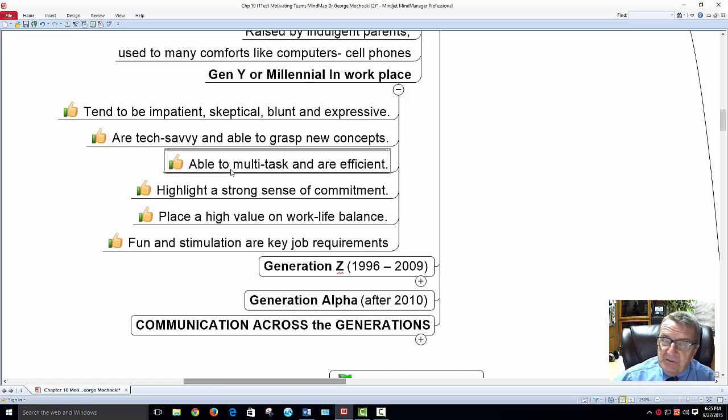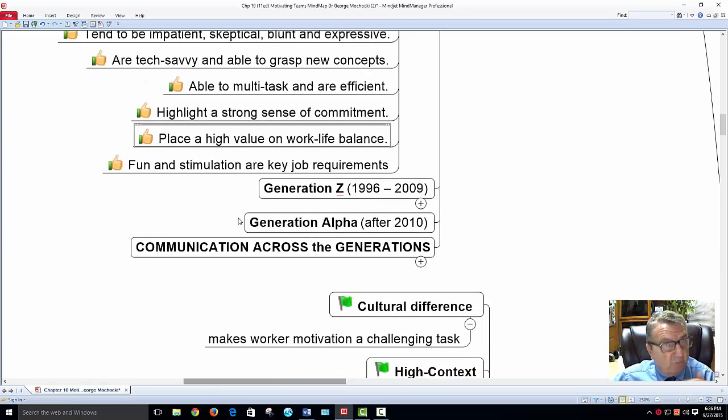Able to multitask and efficient. There's nothing like multitask. If you tell people I'm a multitasker, that basically tells me you can't focus. Even all the research says I'm not multi. I only do one task at a time. So I'm doing a lot of one task at a time, but not focusing on each one. So that could be a negative. Okay. Highlight a strong sense of commitment. Place high value on work and life balance. Work's not the only thing. They like to have their fun time.